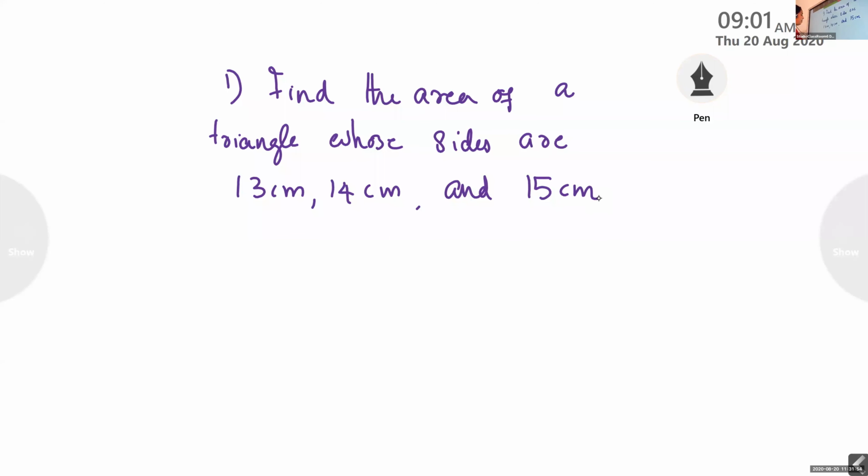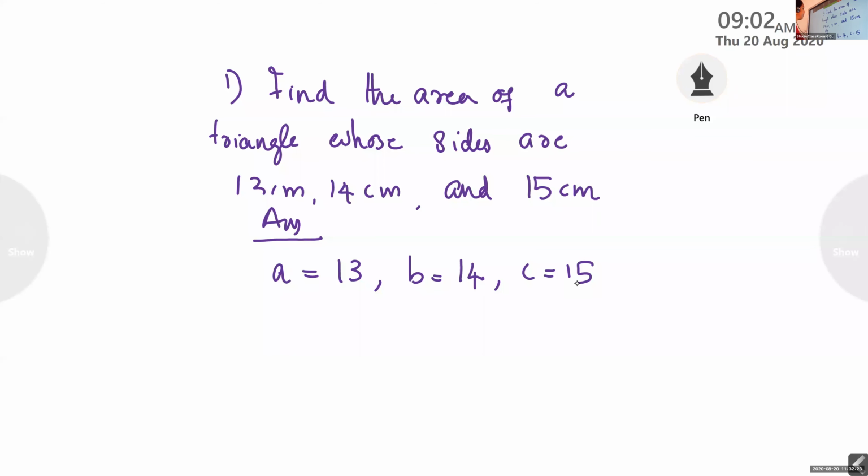The sides are given. When you write the answer, you have to write like this: A equal to 13, B equal to 14, and C equal to 15. No need of writing, just listen.